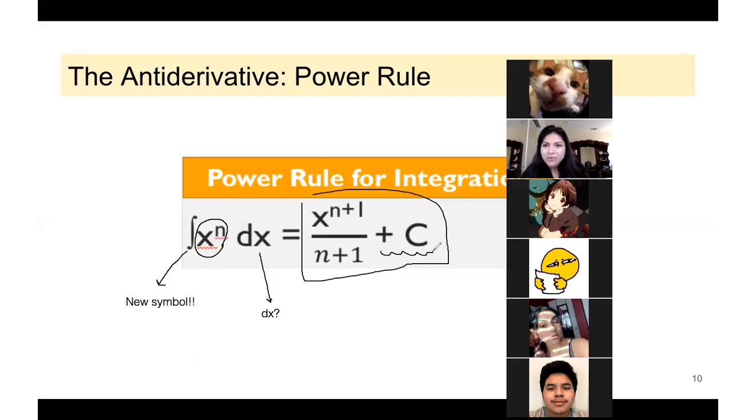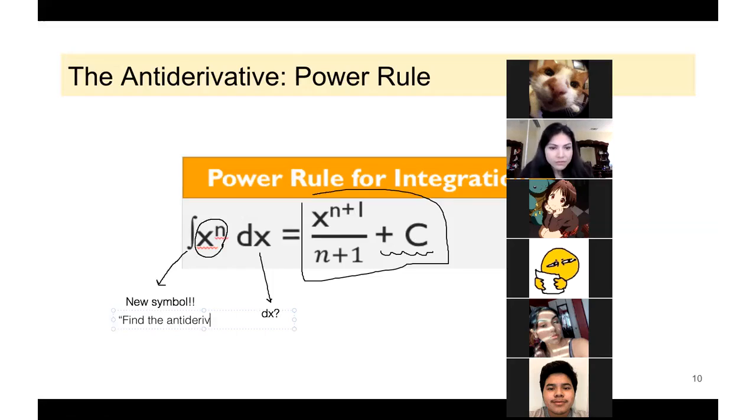This is the rule, and we're going to get some practice in the next slide on how to use this rule. That way we don't have to guess and check no more. Again, for now, this symbol, let's treat it as representing find the antiderivative of. So let's just take this new symbol to be find the antiderivative for now.